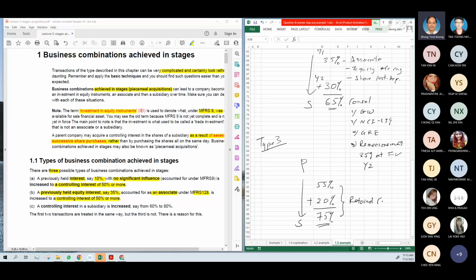So still within your control, the accounting treatment is different. It's a movement between NCI and the parent. The NCI initially is 45%, now becomes 25%, because the 20% NCI was bought by the parent. So the parent increased from 55 plus 20 becomes 75%. Okay, let's give you a rough idea. We have 3 types. Then we will learn in detail each type and what the accounting treatment is.